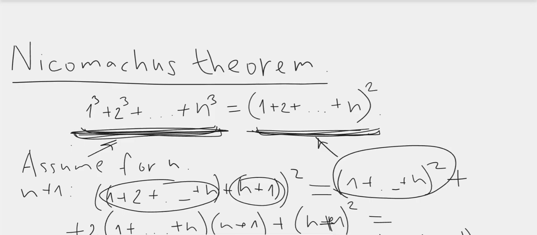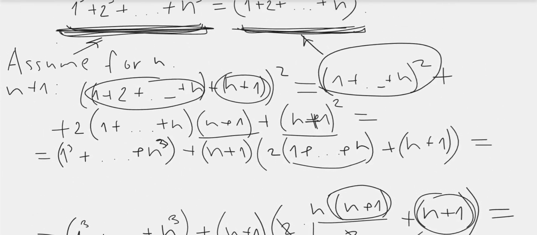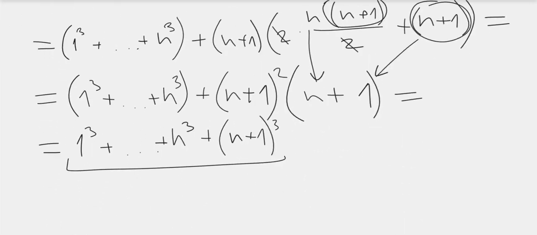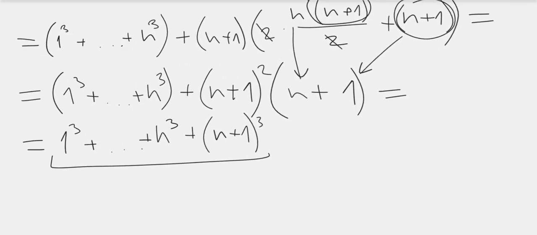Just to remind again, we started with this term and we ended with this. This is exactly the identity for n plus 1. So this concludes the proof.